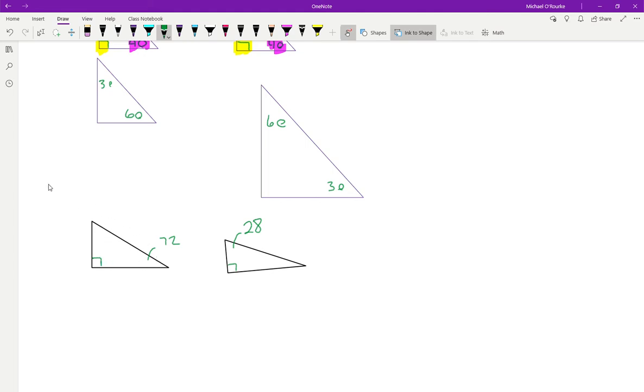So if you did the math here of 180 minus 72 minus 90, you would get 18. So that means this angle is 18. Are those two triangles similar? Yes or no? Now that you know that's 18.